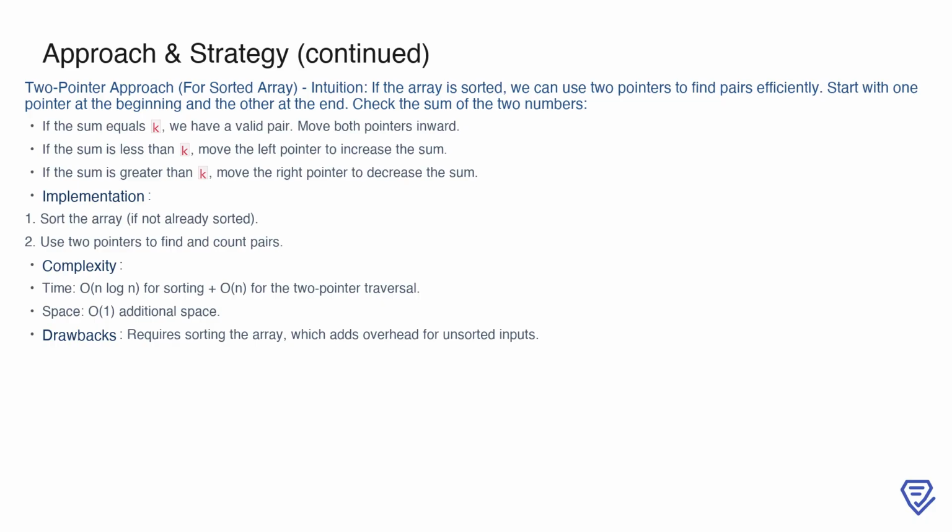To implement this, we first sort the array if it isn't already sorted, and then use a single traversal with the two pointers to count valid pairs. The time complexity is O(n log n), due to the sorting step, and an additional O(n) for the two-pointer traversal. The space complexity is O(1), since no extra data structures are used. However, sorting the array adds overhead, especially for unsorted inputs, making this approach less efficient in such cases.